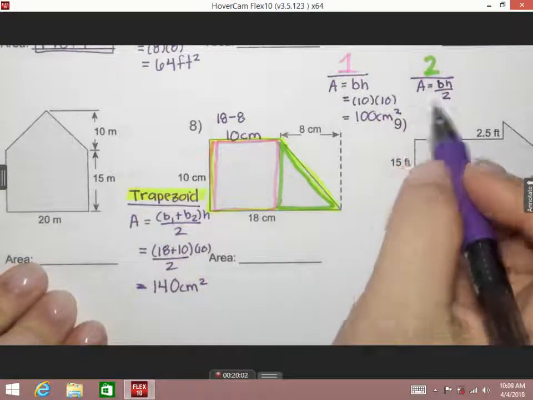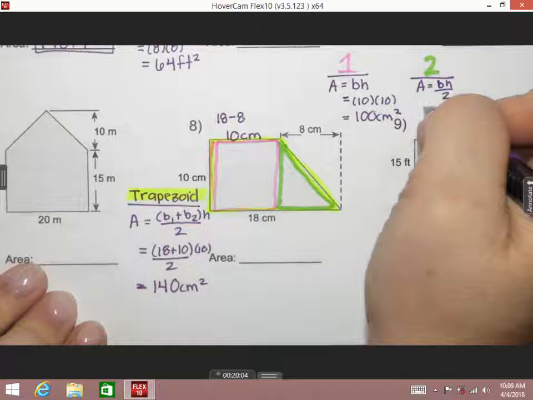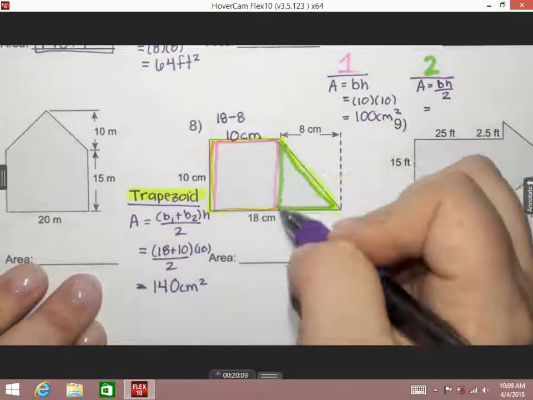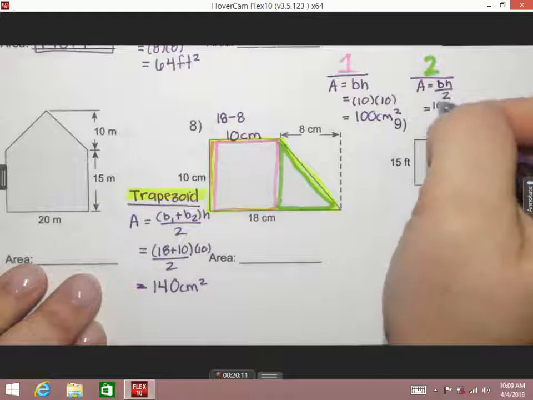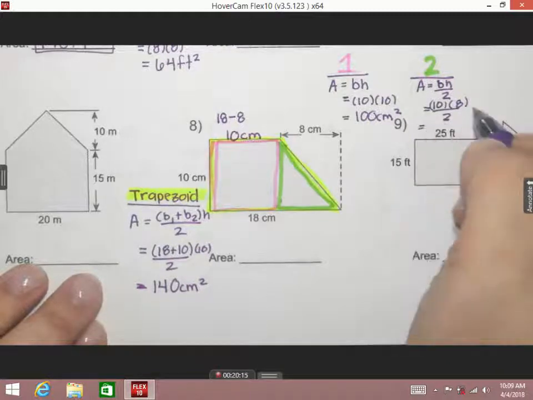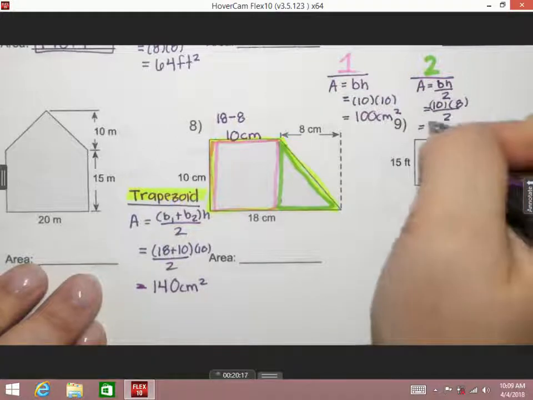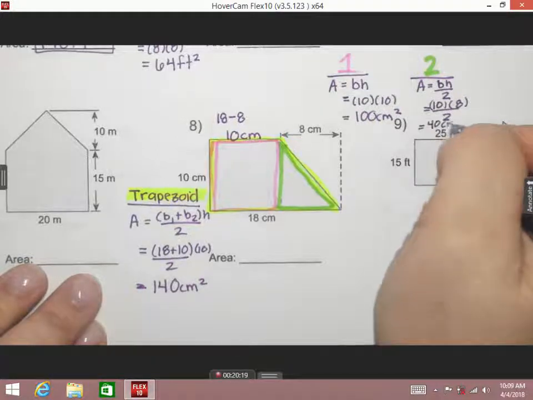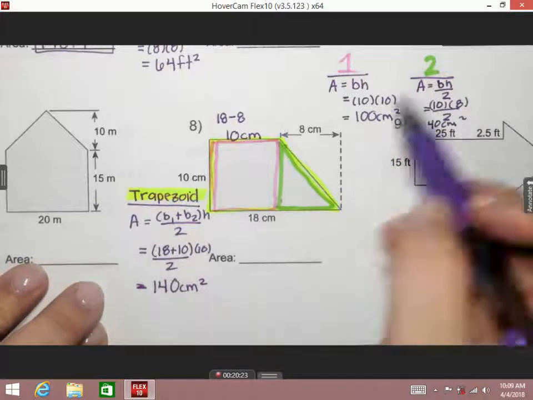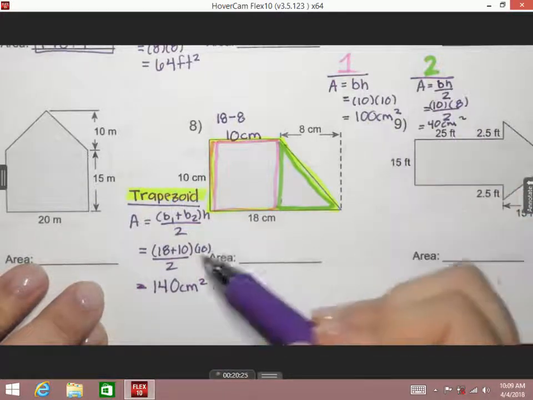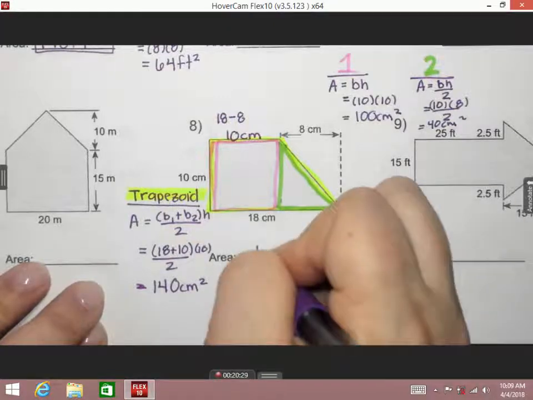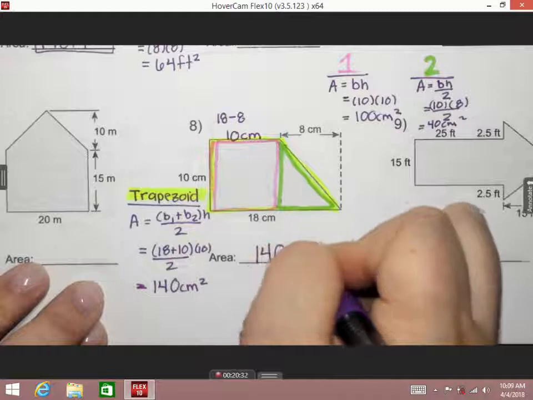So from here, when I calculate it, base times height, the base of this triangle is 10 times 8 divided by 2. 10 times 8 is 80, divided by 2 is 40. Guys, what do you notice when I put 100 and 40 together? I get 140. Do y'all see this work versus this work? Which one was shorter? The trapezoid. Either way, you're going to get 140 centimeters squared.